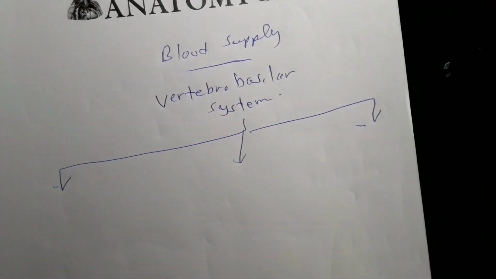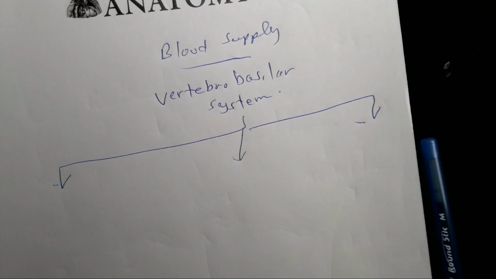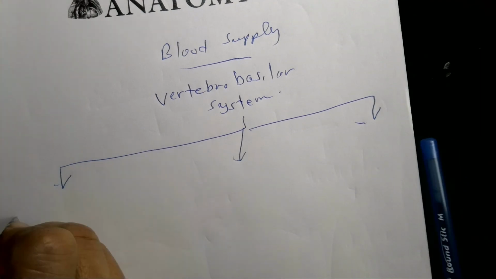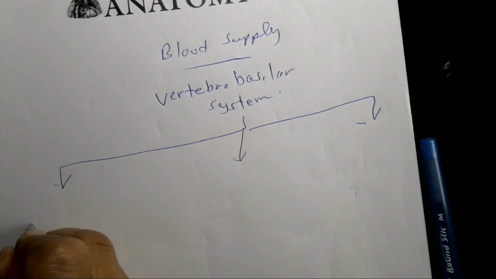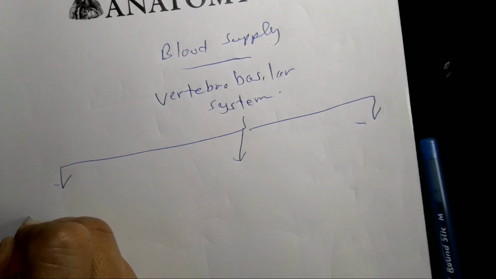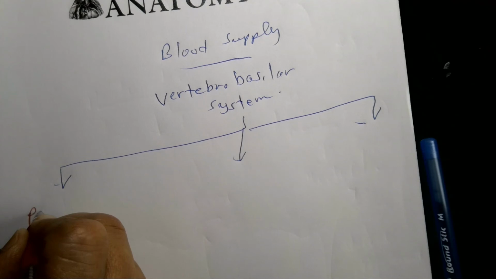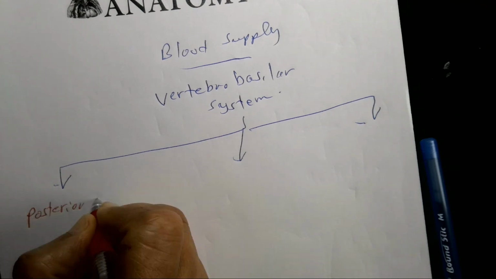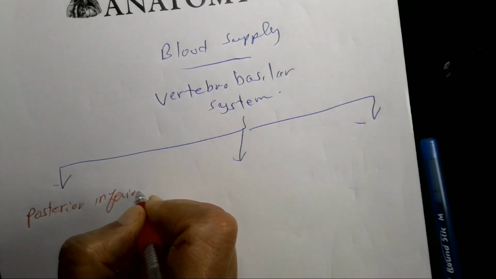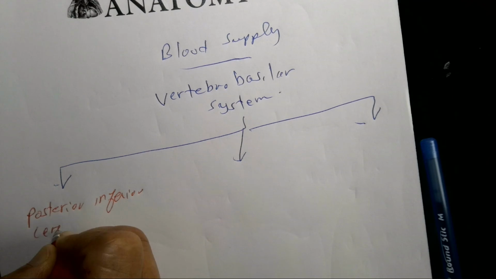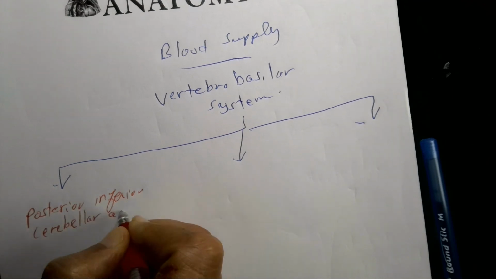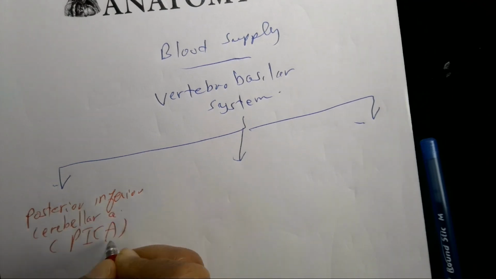Two going to the inferior surface and one going to the superior surface. You have the first one, which is called the PICA, posterior inferior cerebellar artery, or PICA, and we have PICA syndrome.